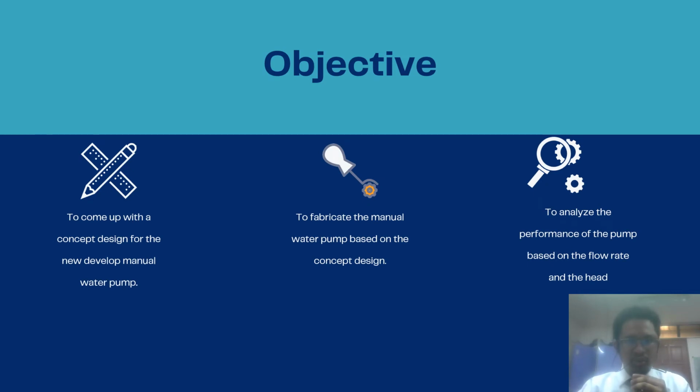Next is the objective. For the first point, to come up with the best concept design for the manual water pump based on the research and observation that have been done. Next, to fabricate the pump based on the best concept design that has been chosen. Lastly, to come up with the experiment and analyze the performance of the newly developed water pump.